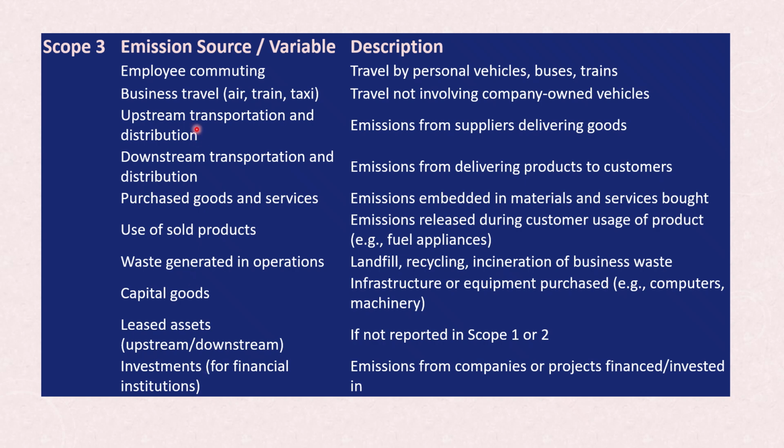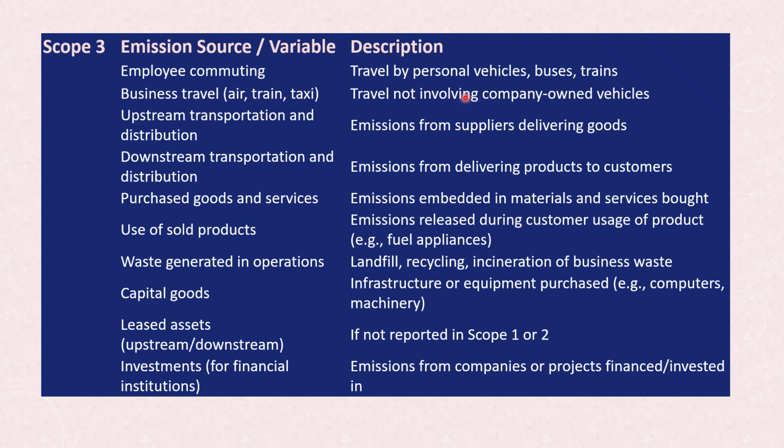Scope 3: employee commuting. You have to bring the employees to the factory for making the product, so employee commuting comes under Scope 3. Travel by personal vehicle, bus, train, everything: for the company it is Scope 3, for that person it is Scope 1. Business travel by air, train, or taxi, travel not involving a company-owned vehicle, comes under Scope 3.